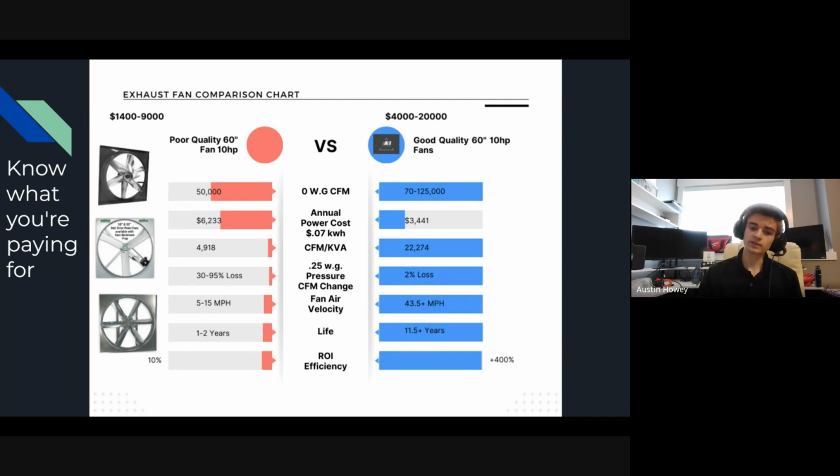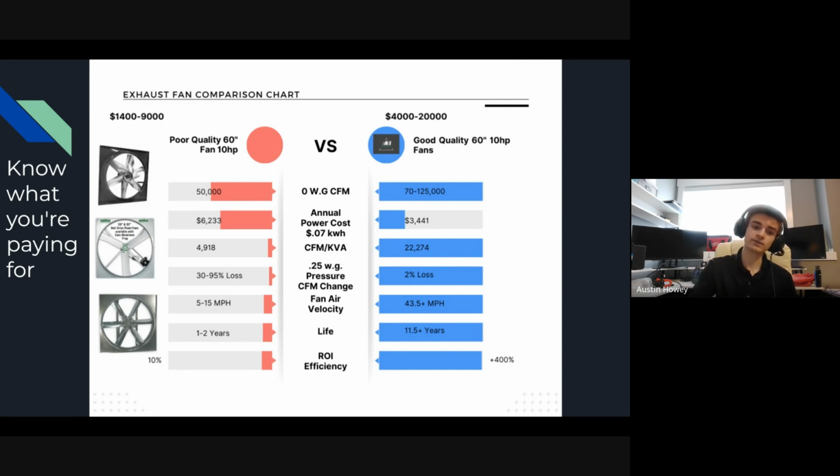And then we're going to talk about the velocity. Your really bad fans are going to have smaller horsepower motors. They're going to claim that they do like 40, 50,000 CFM, but when you actually put them in the resistances of a Bitcoin mining system, you're going to see CFM ranges down to 17,000 CFM.